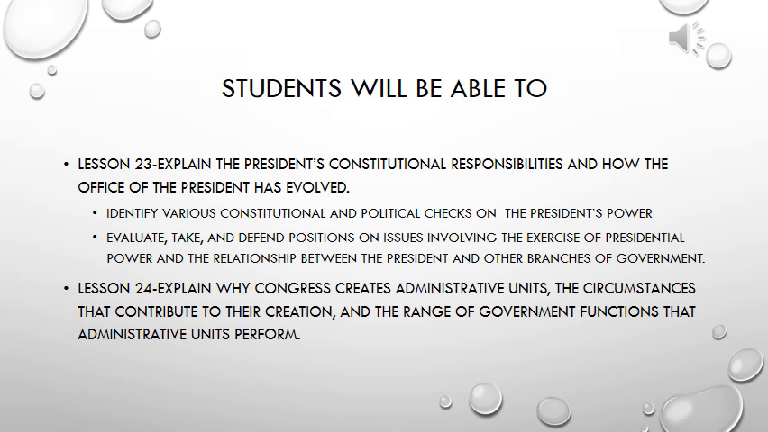Students will be able to: Lesson 23, explain the President's constitutional responsibilities and how the office of the President has evolved. Identify various constitutional and political checks on the President's power. Evaluate, take, and defend positions on issues involving the exercise of presidential power and the relationship between the President and other branches of government. Lesson 24, explain why Congress creates administrative units, the circumstances that contribute to their creation, and the range of government functions that administrative units perform.